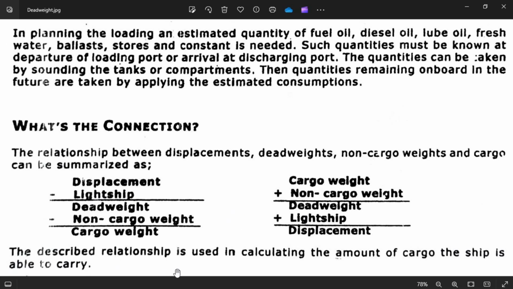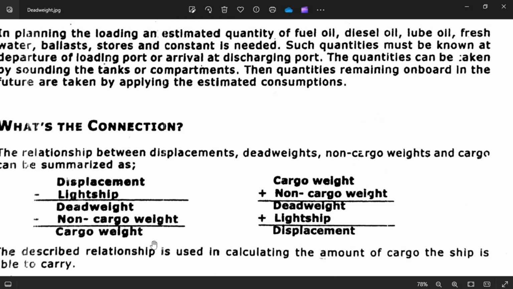The described relationship is used in calculating the amount of cargo the ship is able to carry. Meaning, if you follow this procedure, then you will get the maximum cargo to load of your vessel, okay?